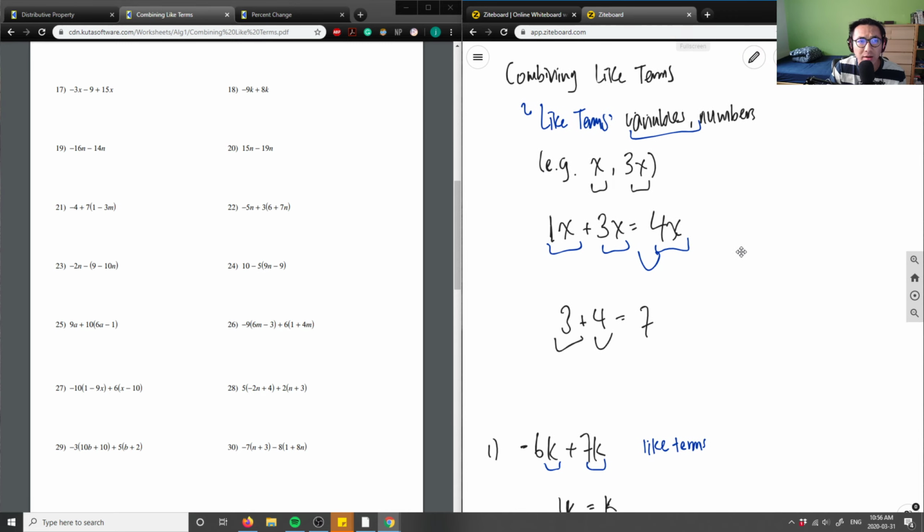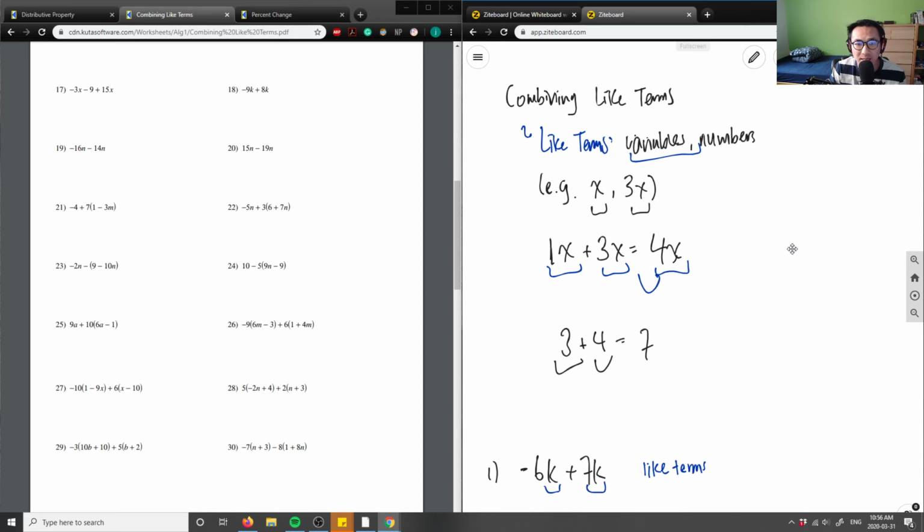And then what we did in the second half of the lesson was combining like terms, right? So with like terms, we defined them as variables or numbers, but again, they contain the same variable. So let me redefine this now, because now we know how to do this. So they contain the same variable.